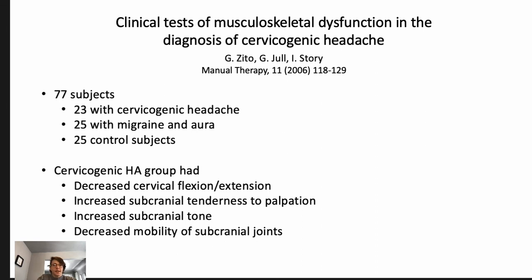So some clinical tests to help differentiate cervicogenic headache from other types of headache. So Zito took 77 people with various types of headaches, so about a third with cervicogenic, about a third with migraine, and then 25 controls. The cervicogenic headache group had decreased cervical range of motion, particularly flexion extension, increased tenderness to palpation of the upper cervical spine, increased upper cervical muscular tone, and decreased mobility of those upper cervical joints.